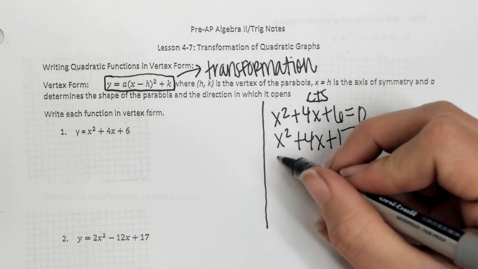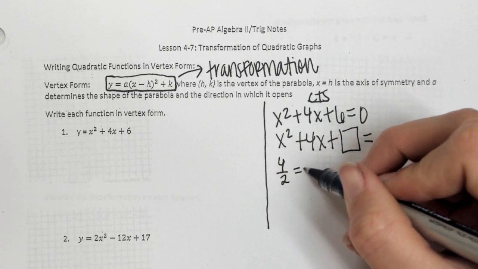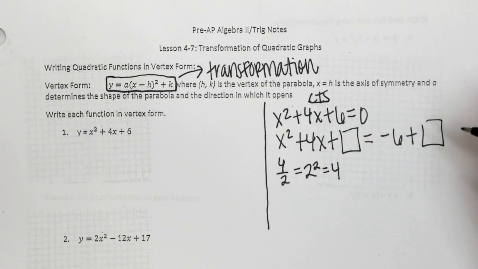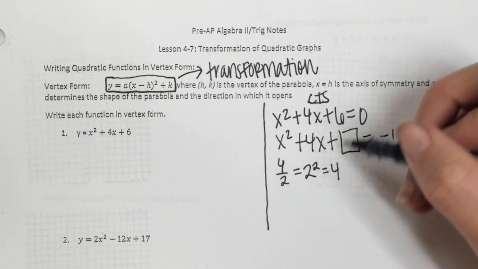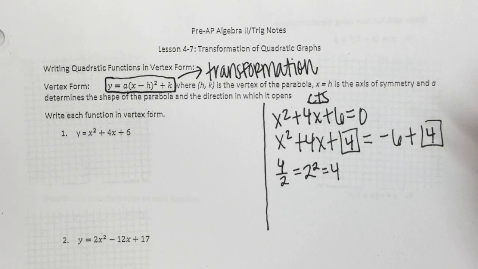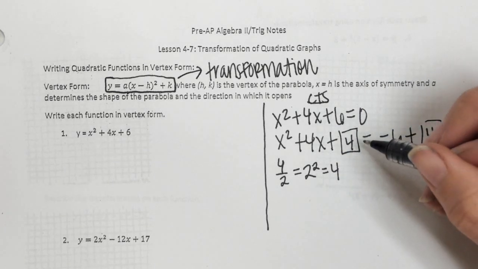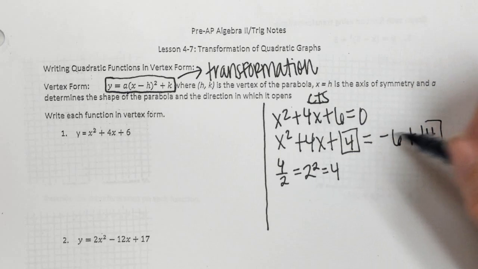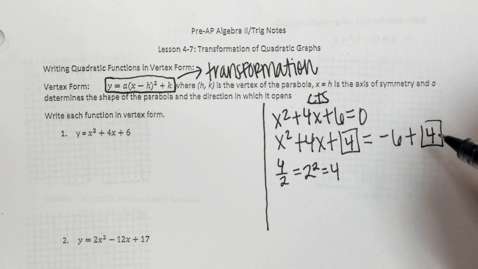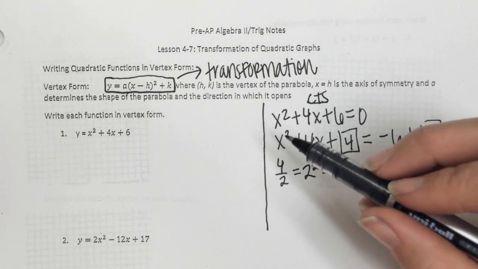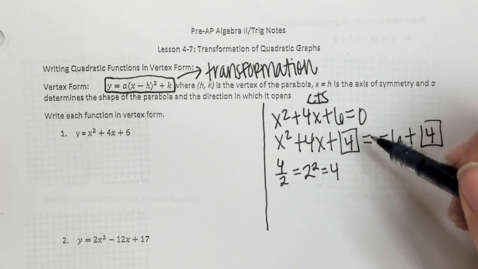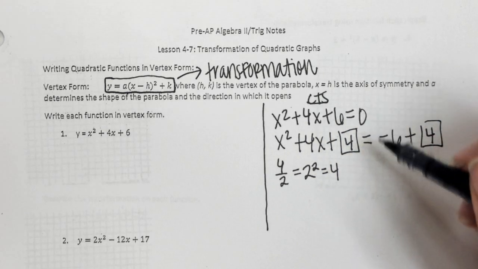From here I would divide 4 by 2, which gives me 2. I'd square it, that gives me 4. And if you remember what goes in the box, that's this number, 4. Now think about if we were going backwards, back to here, pretty much cleaning this up. If I subtract this 4 from this 4, moving it over here, they would cancel, right? Then I'd bring the 6 over and I'd have x squared plus 4x plus 6. So I just want to emphasize that these aren't different. It's just written a different way, but the equations are the same.